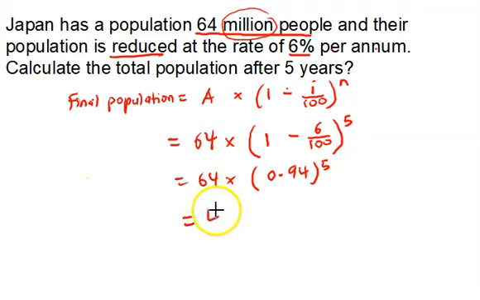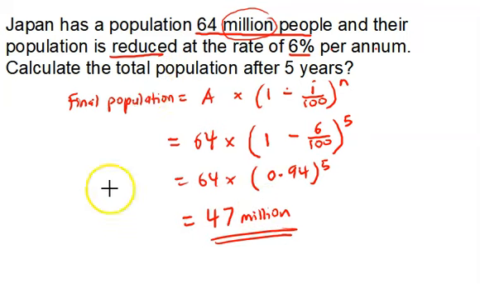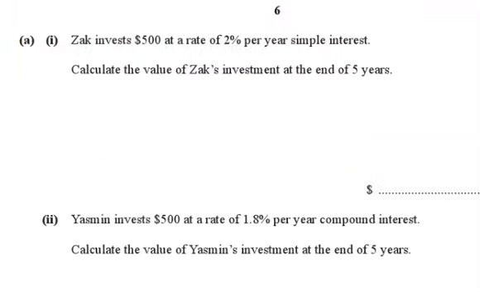about 47 million. It's supposed to be 46.96, so I just make it a round figure. Okay, so this is how we are going to use compound interest. Now I have another example for you. Okay, this is a past year question.